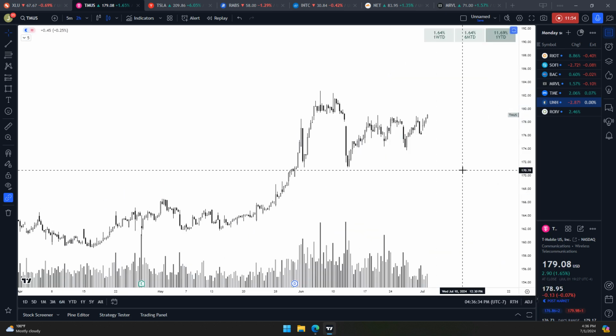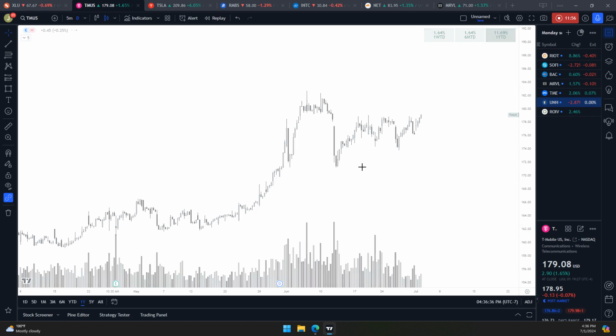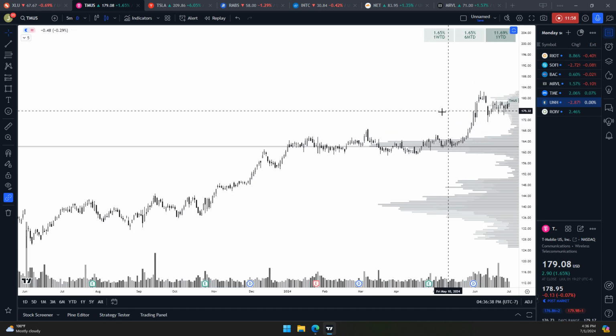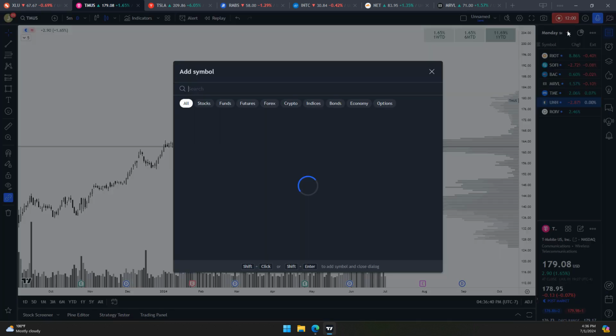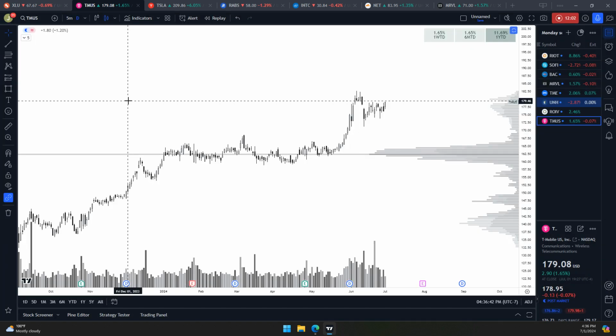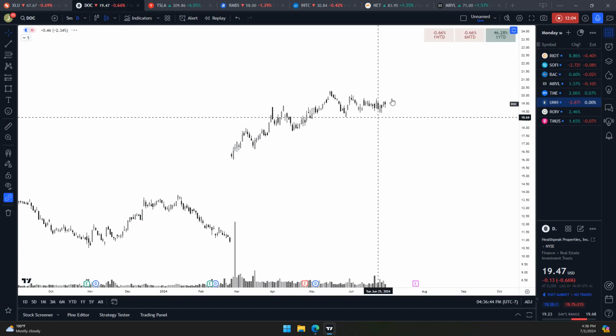We're going to get rid of those because this hourly is a little messy. But this is coming off a big breakout. You got some consolidation right here. So we'll add that. And then we got DOC coming up right after.